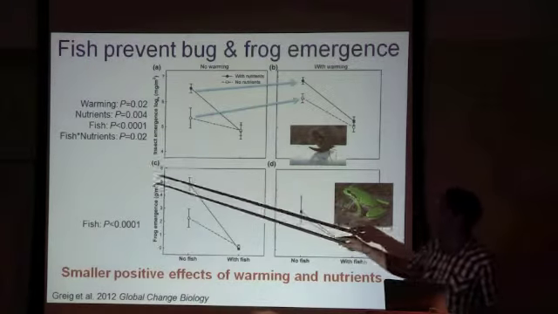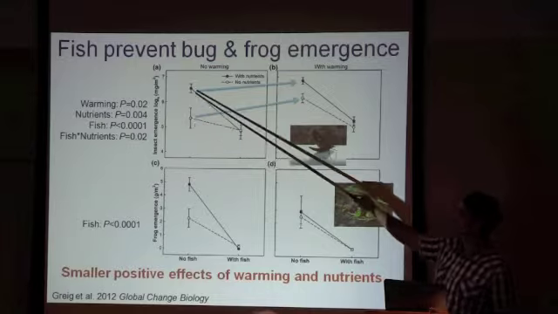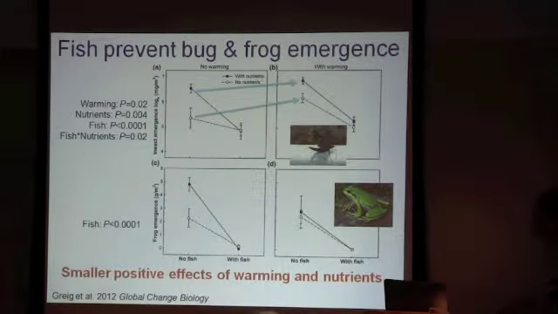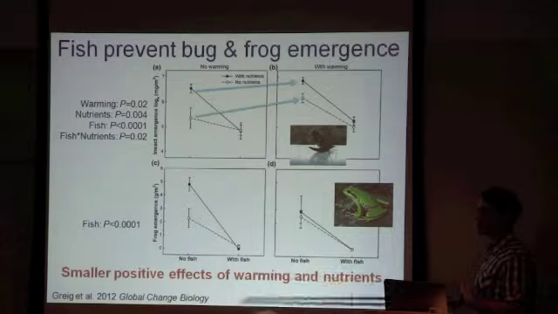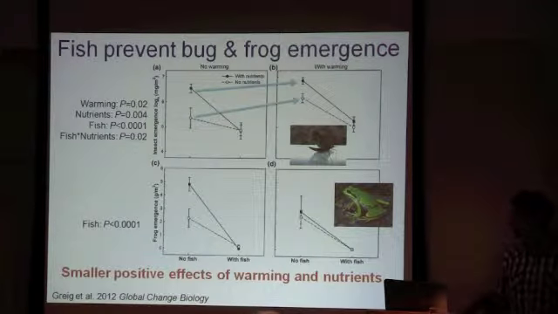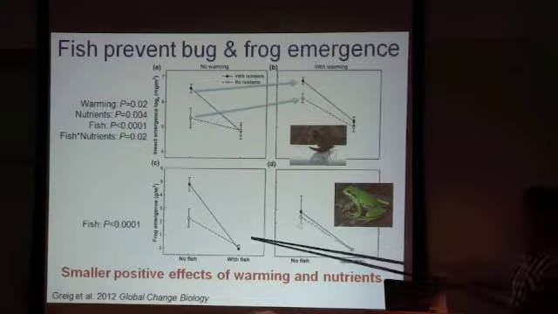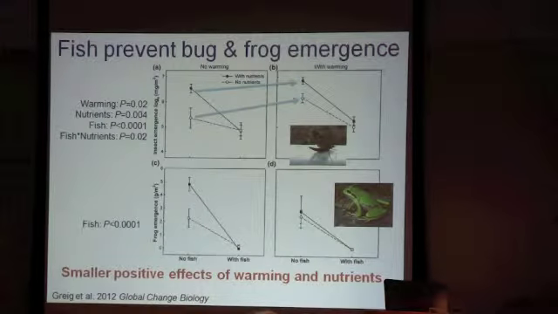And there's a fish by nutrient interaction, in that we see a big effect of nutrients when fish are not present, but when fish are present, they eat up all those extra bugs. So that's the effects on bug emergence. For frogs, the main effect was really about fish, in that frogs and fish do not get along. We know this from many examples, that when we had fish present, we got virtually no frogs emerging. And when fish were absent, the frogs did just fine.